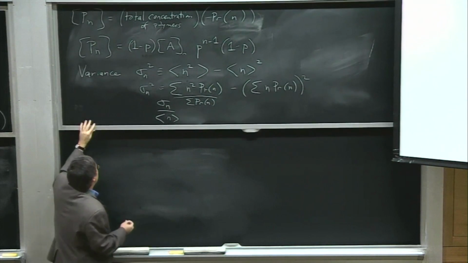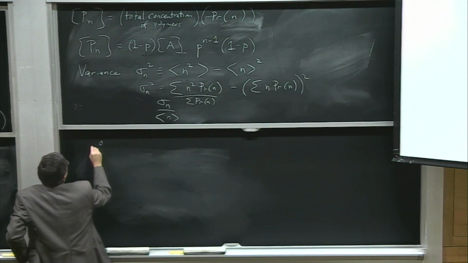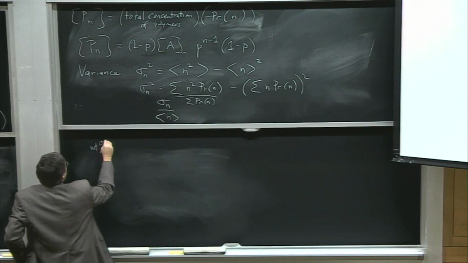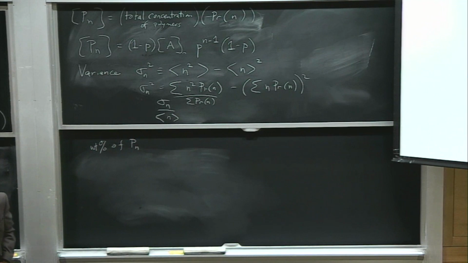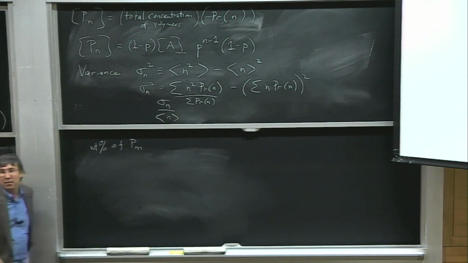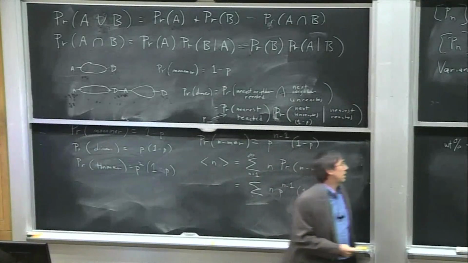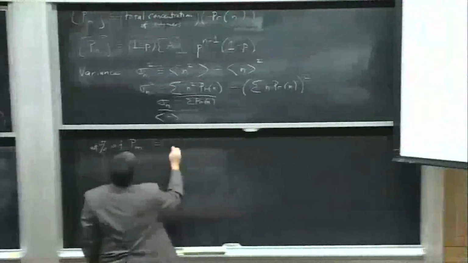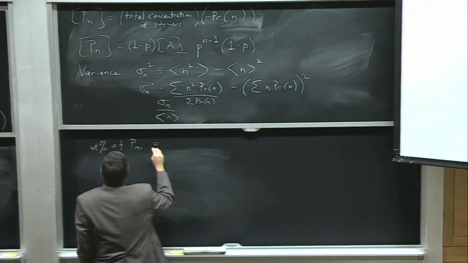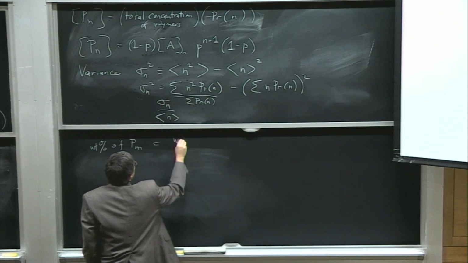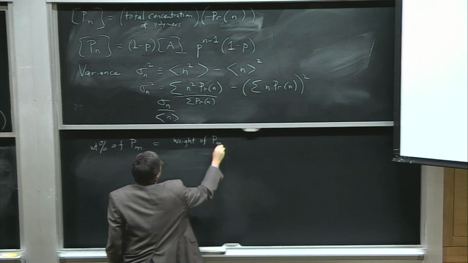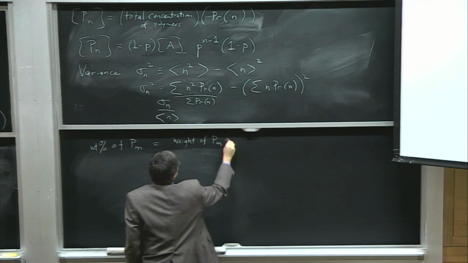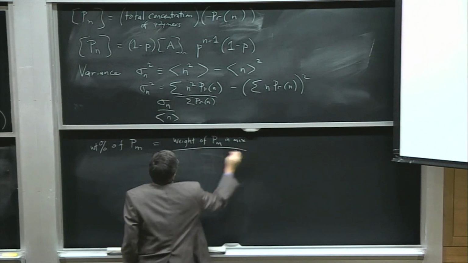There's another thing you might care about, which would be: what's the weight percent of Pn? So what fraction of the weight of the polymer is my particular ligament, Pn? Or I'll call it PM, some special one. I want to know its weight percent. So that's going to be equal to the weight of PM in the mix divided by the total weight.